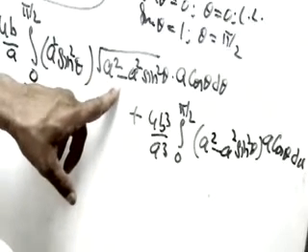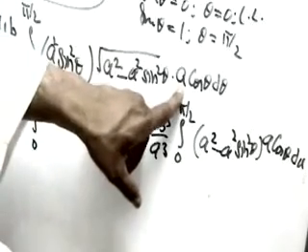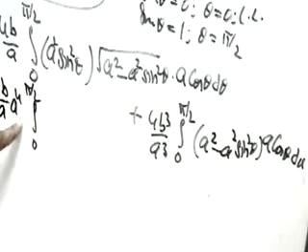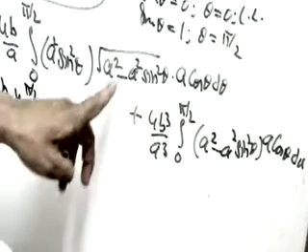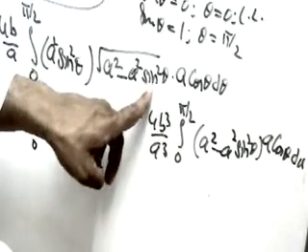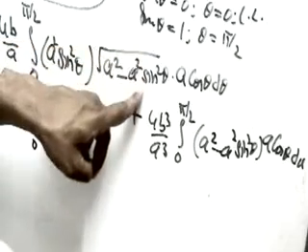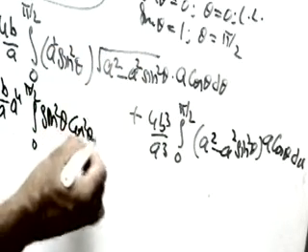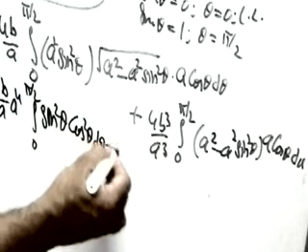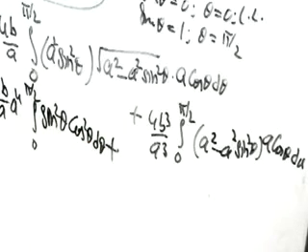Once more I will explain you. Watch carefully. If you take out a square from the root, it will become a. A into a square, a square into a square, a power 4. Finish. Now you write sine square theta into, now this will become 1 minus sine square theta is cos square theta. Root of cos square theta is cos theta. Cos theta into cos theta, again cos square theta d theta, plus.